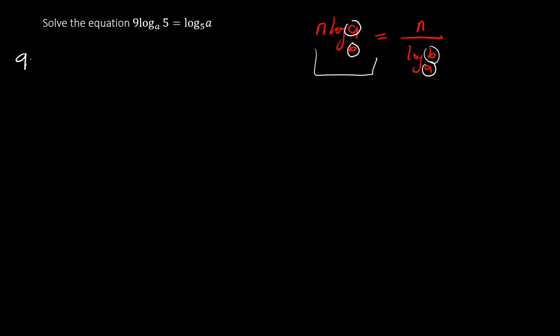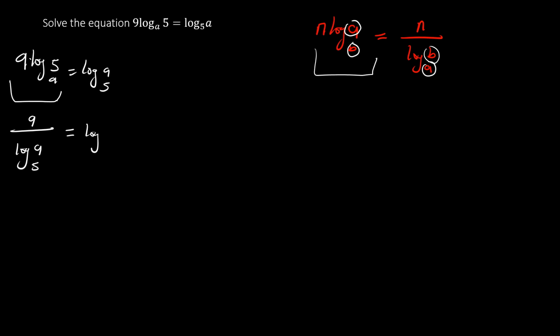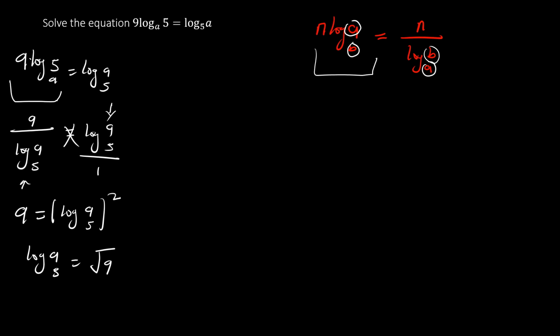Here we have 9 over log 5 to base a equals log a to base 5. If you write this, we can also have 9 over log a to base 5 equals log a to base 5. So here we now have the same thing here and here. So multiplying this, we have 9 equals log a to base 5 squared. And we can have log a to base 5 equals the square root of 9. We now have log a to base 5 equals plus or minus 3.